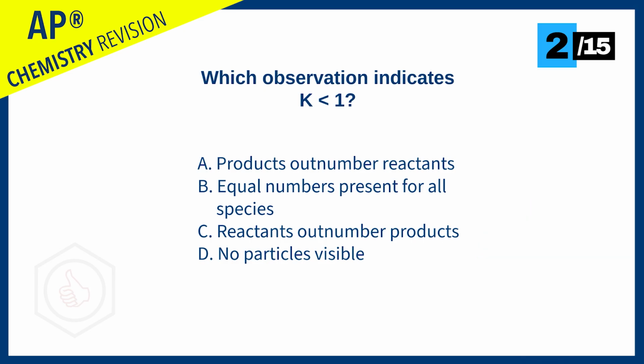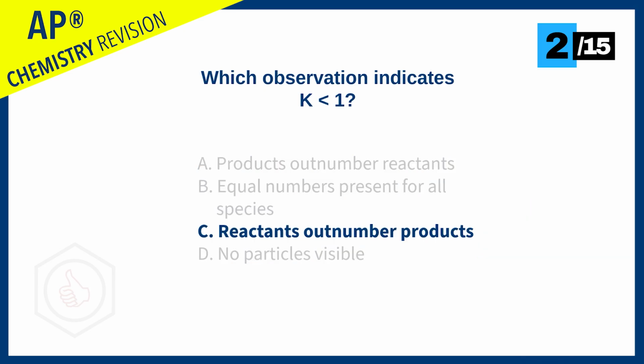The answer is reactants outnumber products, because a K value that's less than 1 indicates a greater proportion of reactants compared to products in the reaction mixture. A value of K greater than 1 would indicate a greater proportion of products compared to reactants.